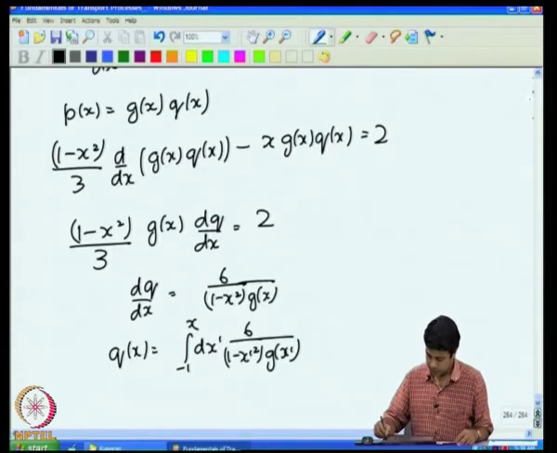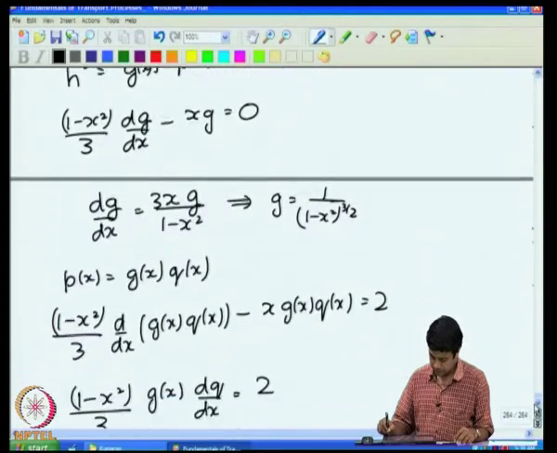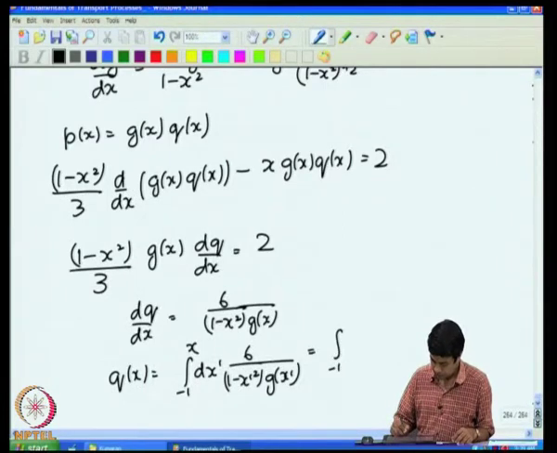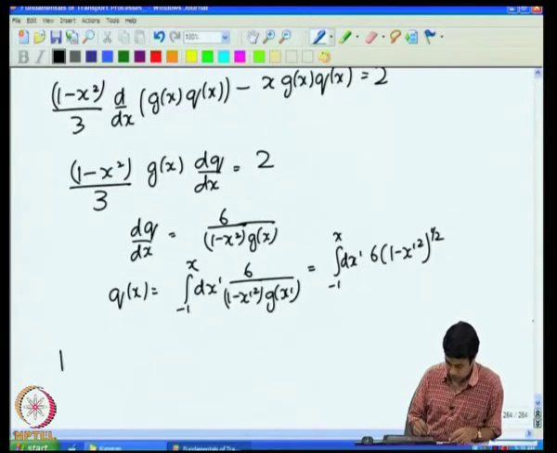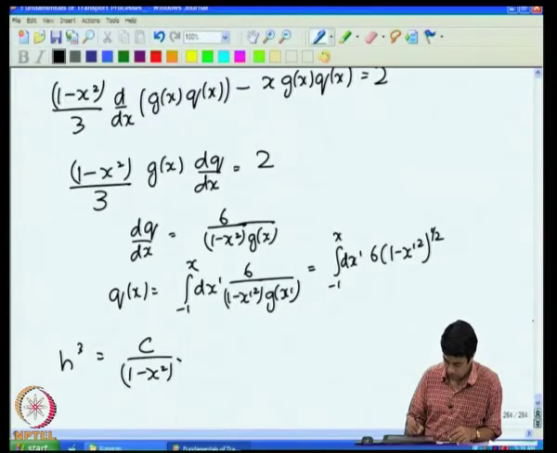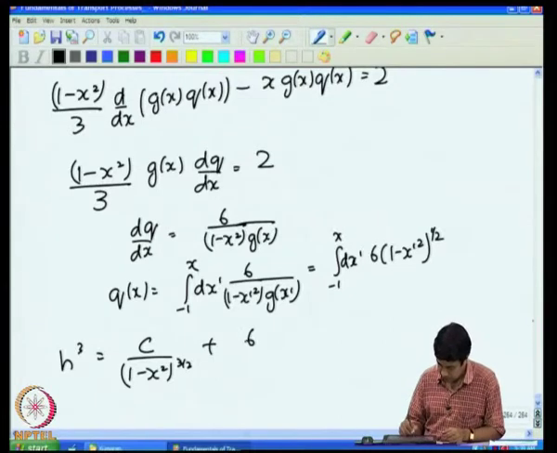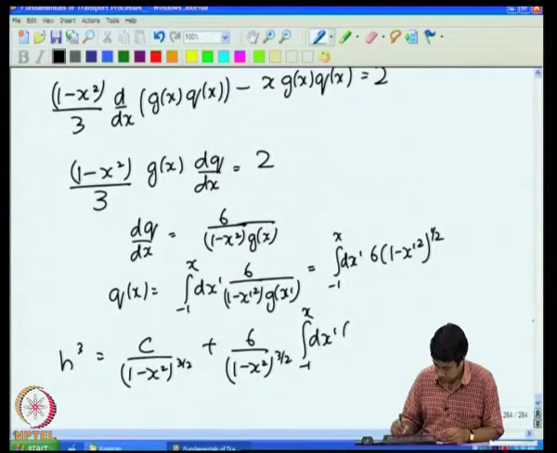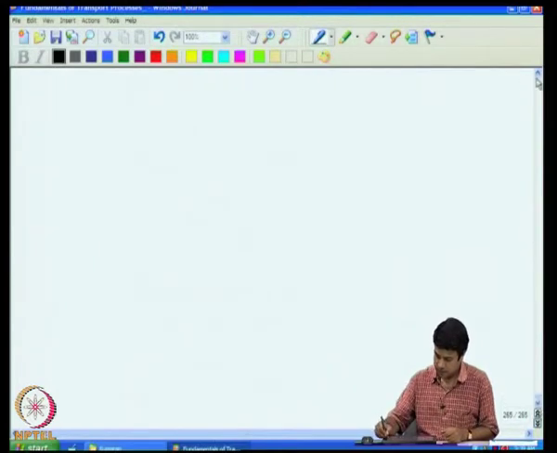and since g was equal to 1 over (1 minus x squared) to the power 3 halves, this basically becomes equal to the integral from minus 1 to x, dx prime, 6 into (1 minus x prime squared) to the power half. Therefore, the total solution for h cubed is going to be equal to some constant c divided by (1 minus x squared) to the power 3 by 2 plus 6 by (1 minus x squared) to the power 3 halves times the integral from minus 1 to x, dx prime, (1 minus x prime squared) to the power half. So, that is the final expression for h cubed.